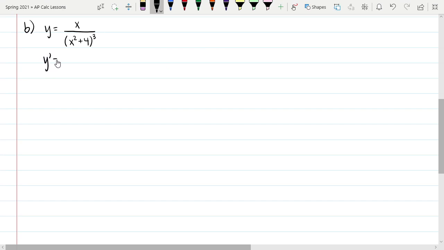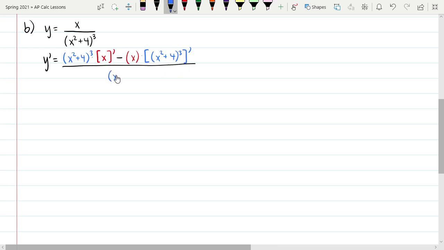So y prime equals, again, it's going to be low, so x squared plus 4 to the third power, d high, so the derivative of x, minus the high, so x, times d low, so the derivative of x squared plus 4 to the third power, all over low squared, so x squared plus 4 to the third power squared. So there's our quotient rule. Now let's go ahead and start whittling away at this.